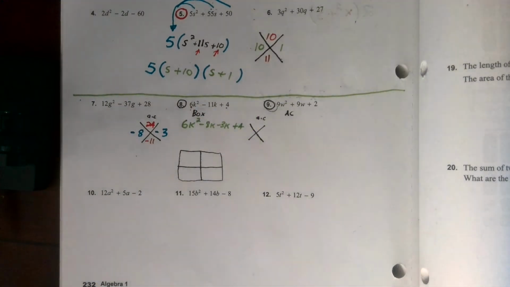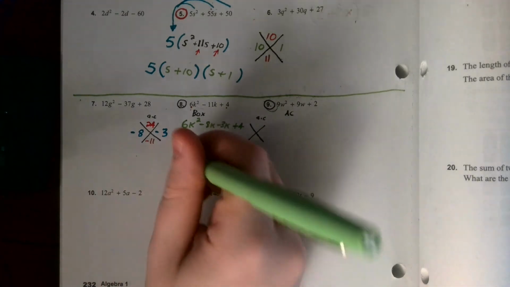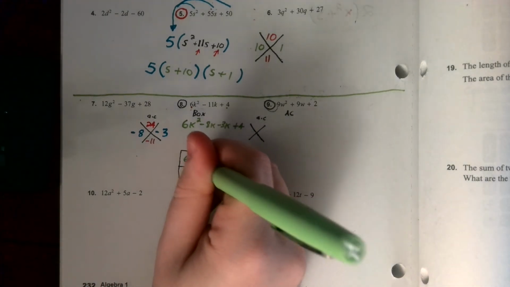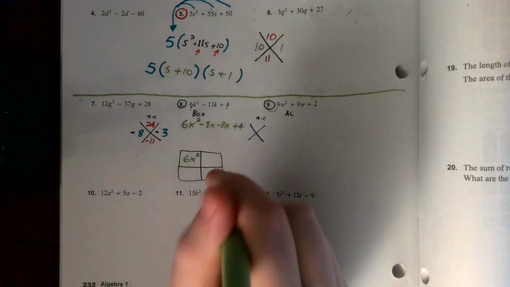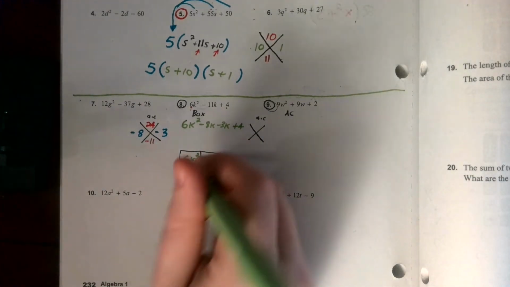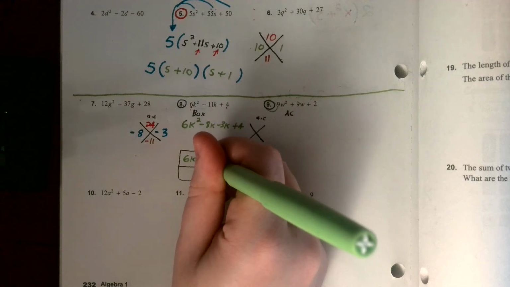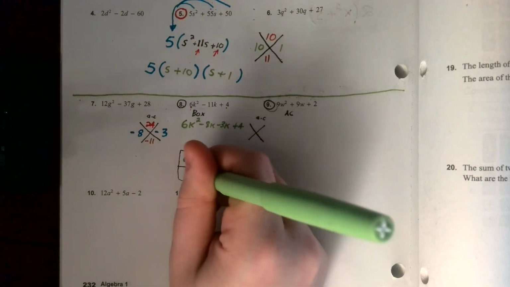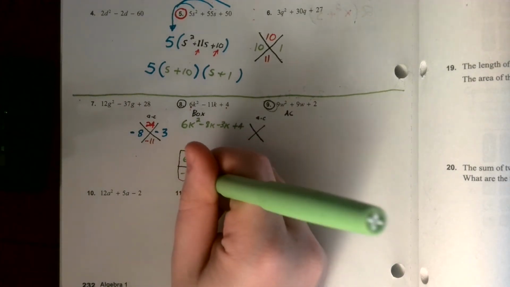That's the second step. For the box method, we now just put our terms into these nice little boxes. Our 6k squared must go in the first, our 4 must go in the bottom right, but the other two we can flip-flop. So let's put our negative 8k here, and let's put our negative 3k here.